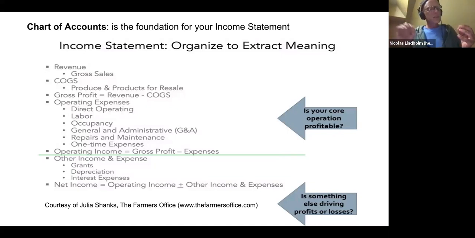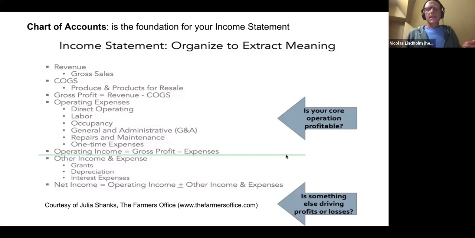But of course, we all do several other things on the farm. There's other sources of income. There's other expenses. And so below the green line is then where things like grants or loans, other things like depreciation, and of course, if you take an owner's draw or other kind of cash outflow that isn't directly relating to that farm core operation, that's important to put down below this green line so that you can analyze what is driving your profits or losses.